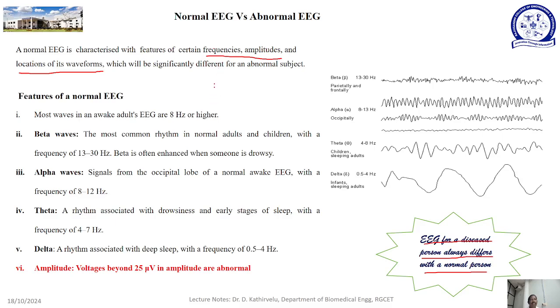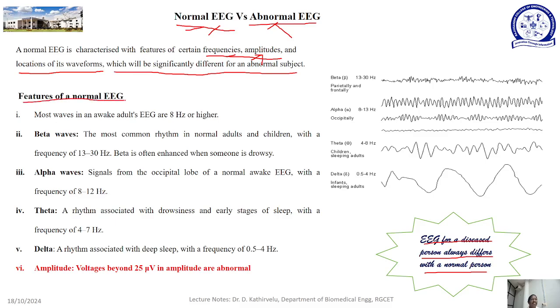So a normal EEG will have a waveform with certain values of frequency, certain values of amplitude, and a certain pattern of wave. This will definitely differ for an abnormal subject, an abnormal condition. In short, the frequency of a normal EEG and of an abnormal EEG will be different. Amplitude will be different for both, and the wave pattern or wave shape will also be different for a normal and an abnormal EEG.